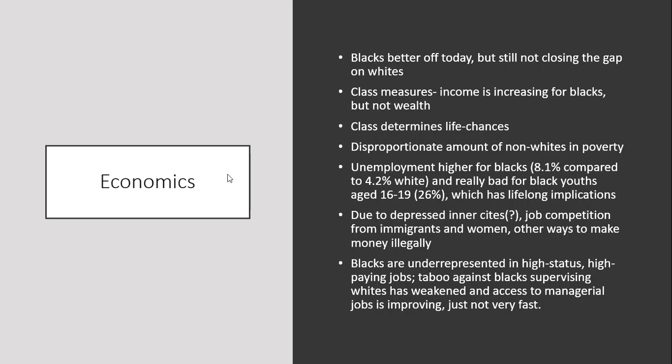So economics. Yes, again, African Americans are better off today, but still, they're not closing that gap on the whites. Whites still have more property, more capital in general, better life chances. They're socially located higher in the class system, and because they're socially located higher in the class system, they have better access to healthcare and education and food and wealth, okay? And then when you look at whites versus non-whites in poverty, for example, you find disproportionate amounts of non-whites in poverty. You have higher unemployment rates for African Americans compared to whites, especially bad for black youth. And you got to ask why.